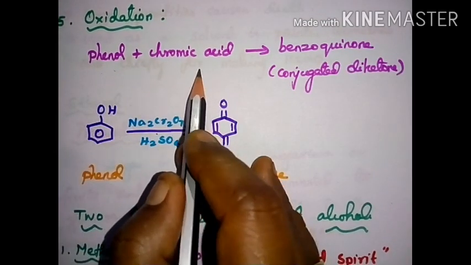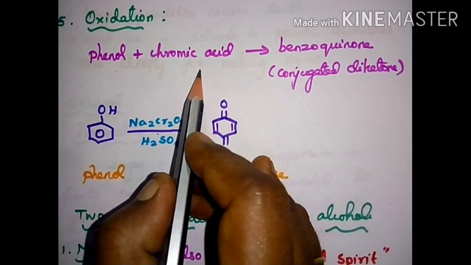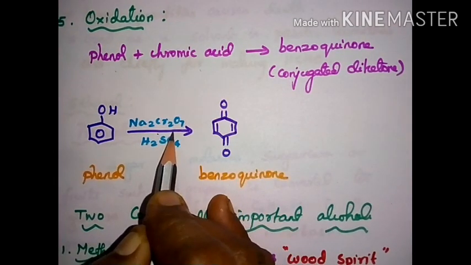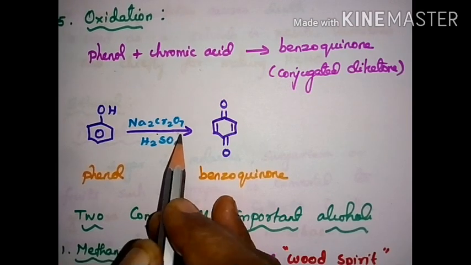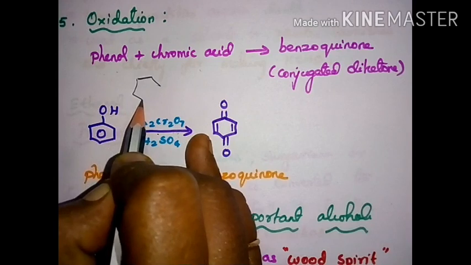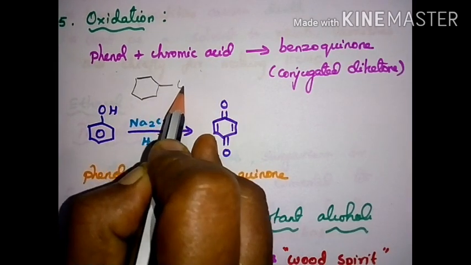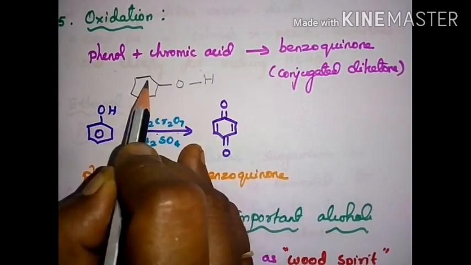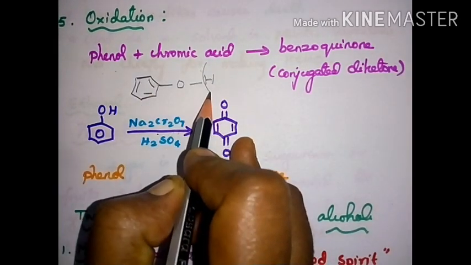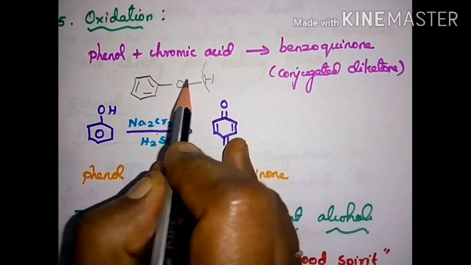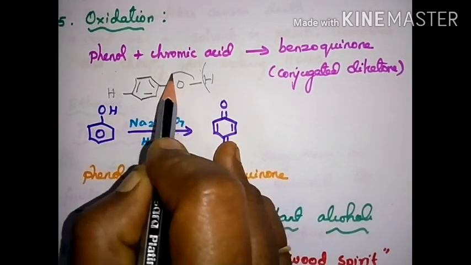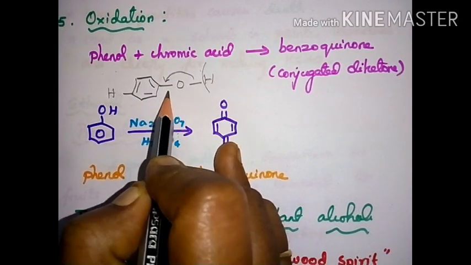So phenol with chromic acid, or chromyl chloride, or any strong oxidizing agent. How does this reaction take place? Consider it like this: write the phenol in this manner. H plus goes out. That is oxidation, removal of hydrogen. Here we also have one hydrogen at the para position. This bond shifts here, so it becomes a double bond.